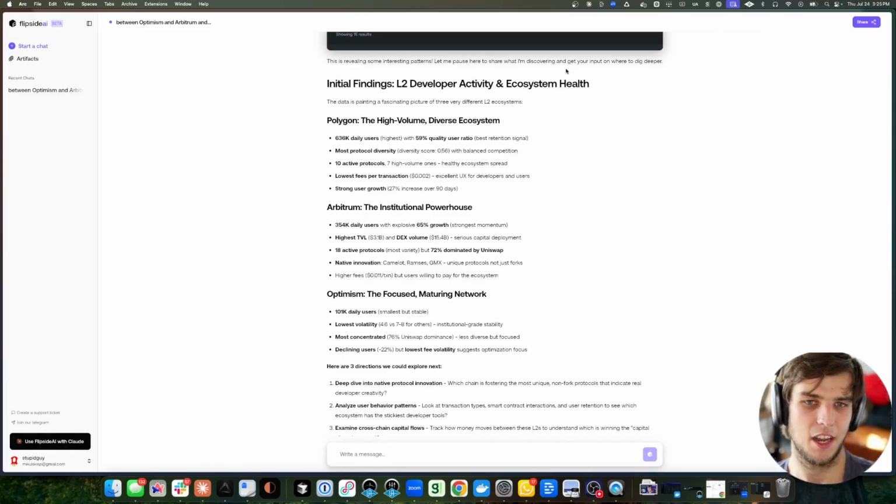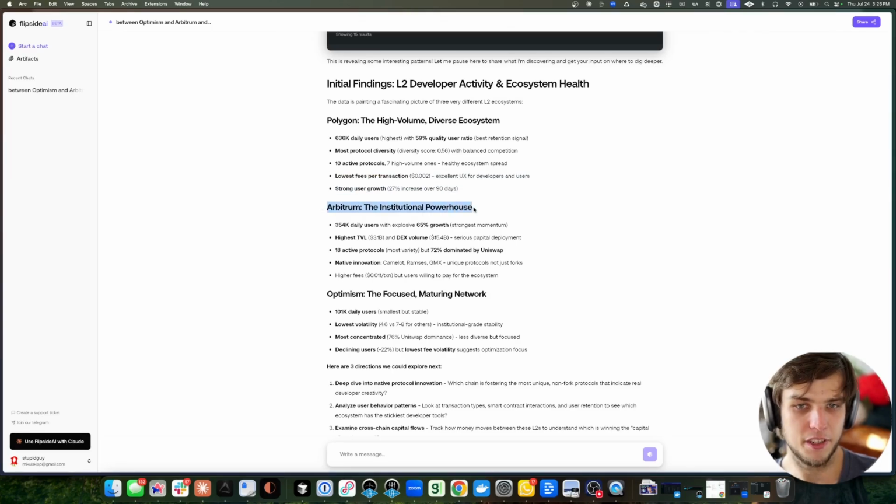So this is interesting. I always wonder how many active smart contracts there are. So they have 10, 7 high volume. Lowest fees for a transaction. I do know that about Polygon. That's why a lot of NFT projects and other apps, dApps have spawned on Polygon, because it's just so cheap.